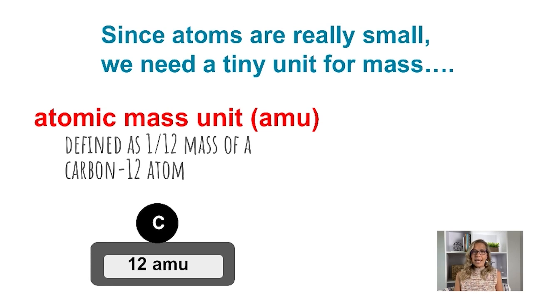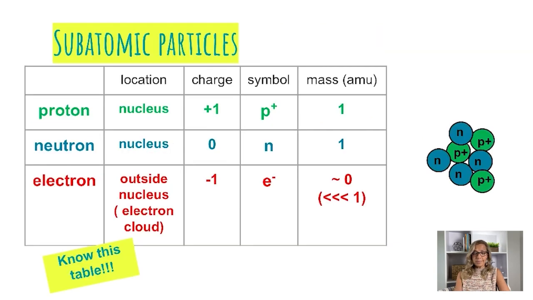So if you were to take one carbon-12 atom and put it on a little tiny balance that read in AMUs, that atom would weigh 12 AMUs. So an AMU is 1/12 the mass of a carbon-12 atom. But in more reasonable terms, it's the mass of a proton, which I'm sure you've heard of. So now that we have that unit, let's talk about the particles.